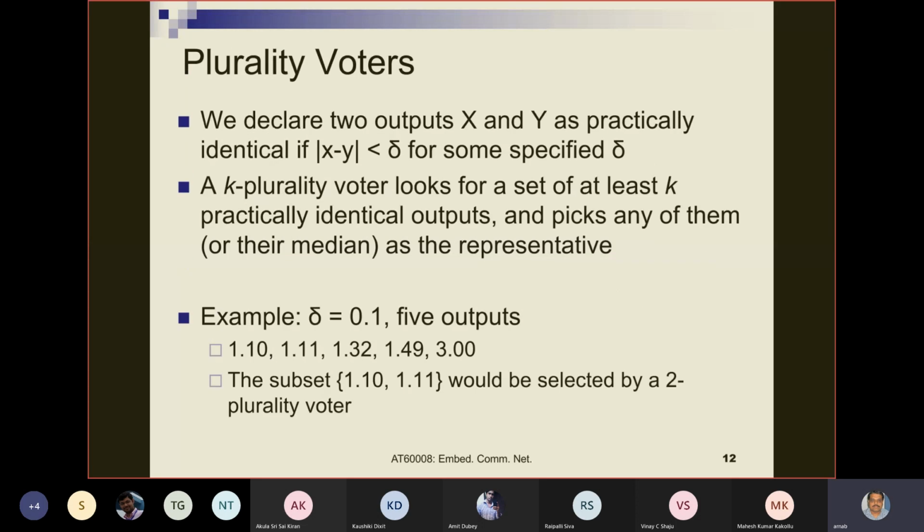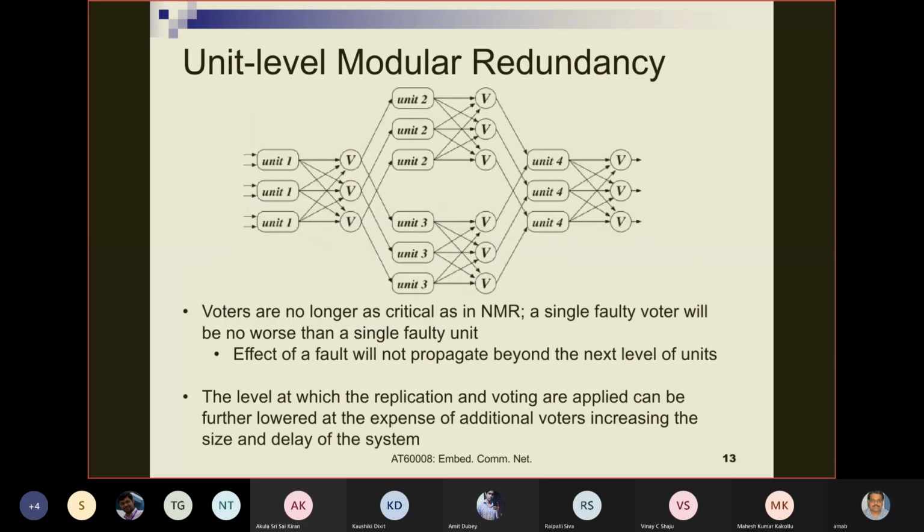Okay. So today we will start with unit level modular redundancy. We saw n modular redundancy and triple modular redundancy in particular, which is applied at the system level. So each component is essentially the entire system.